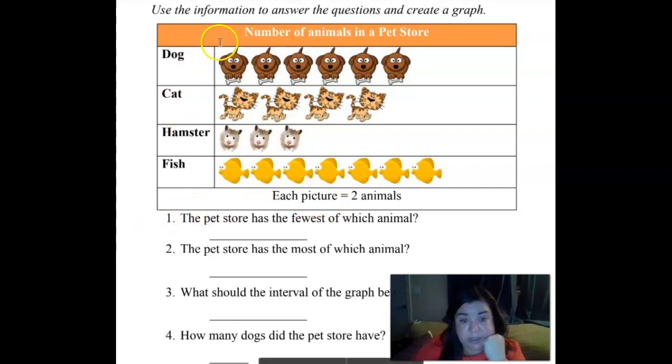Okay, so we skip count by 2. 2, 4, 6, 8, 10, 12. There were 12 dogs at this pet store.